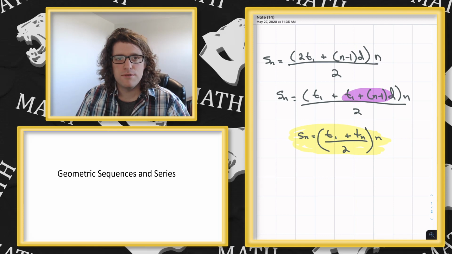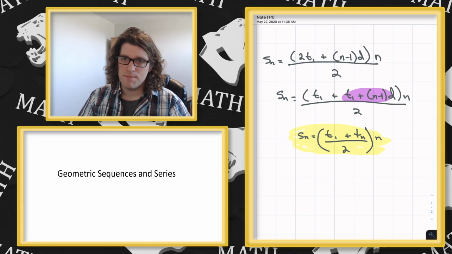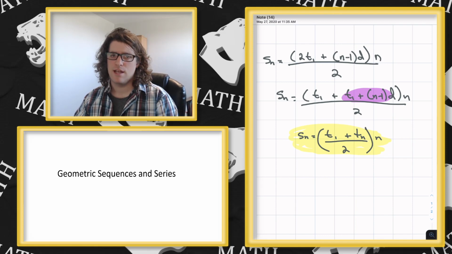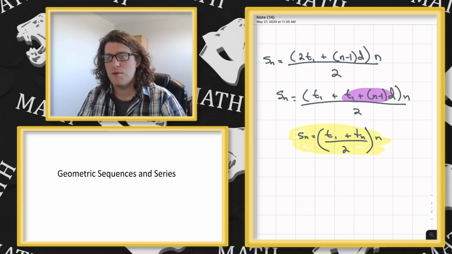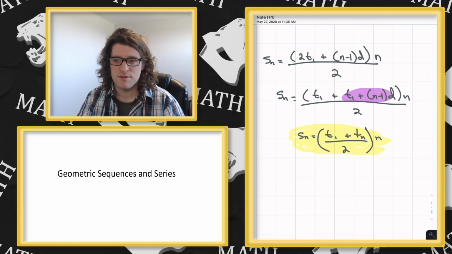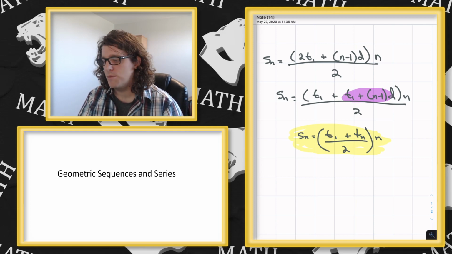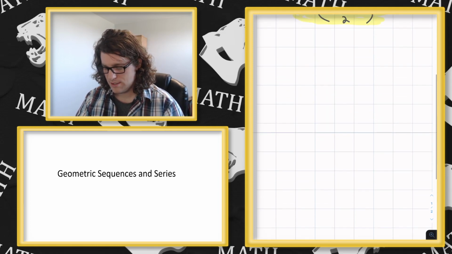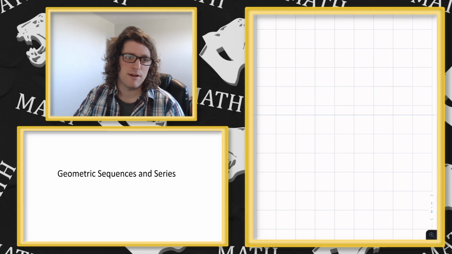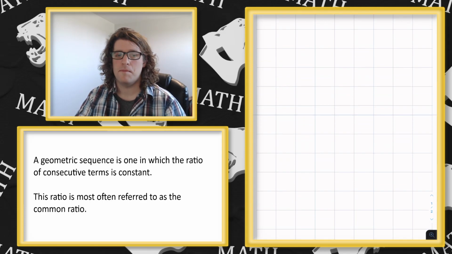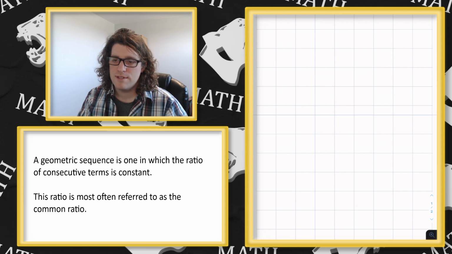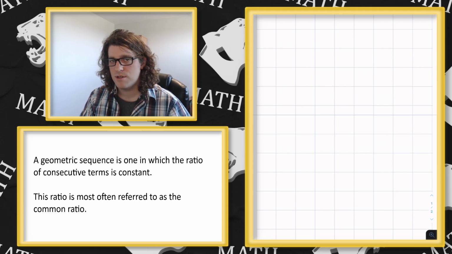So we're going to start talking about a different type of sequence and then series again. We're going to make an ordered list, and then we're going to start adding a specified amount of terms of those lists. That's what the series is all about. So that's what we're going to be taking a look at right now. So first of all, a geometric sequence is one in which the ratio of consecutive terms is constant.